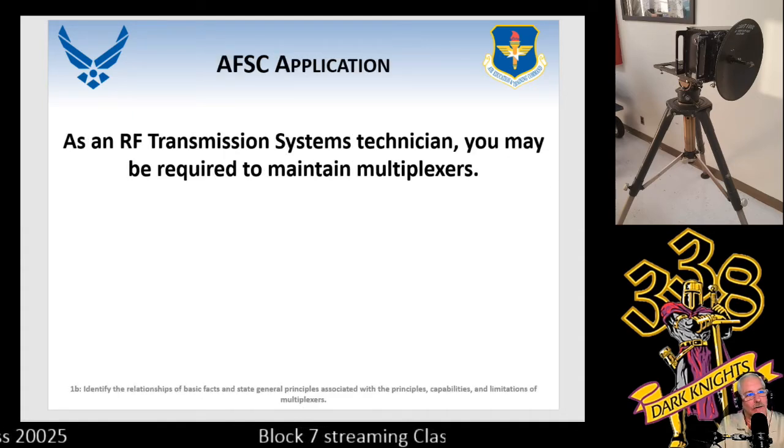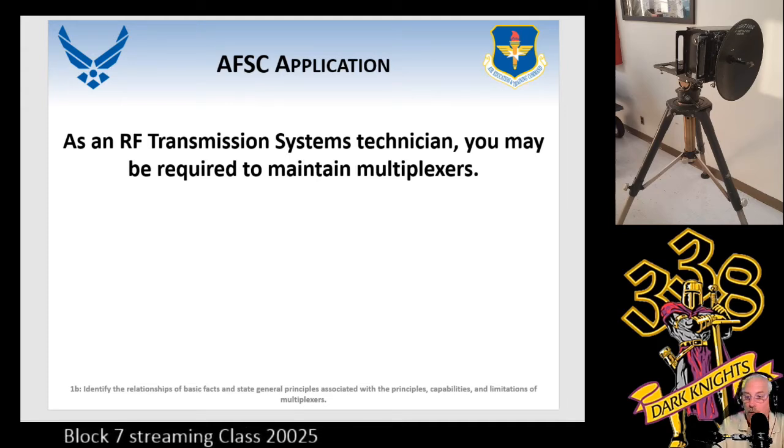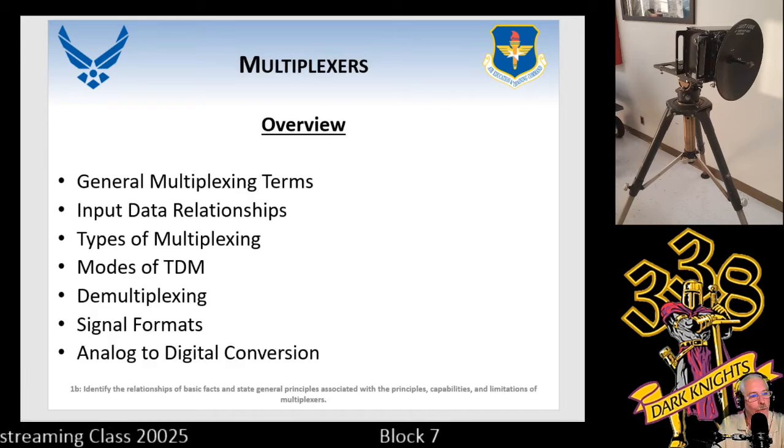All right, so we've got the AFSC application. You're going to maintain multiplexers. In fact, you're going to see the NSM. You're going to see a bunch more multiplexers out in the field, depending on where you go. You're also going to play with one in Block 9. Fun stuff. We're going to look at general multiplexing terms, input data relationships, types of multiplexing, modes of TDM, demultiplexing, signaling formats, analog to digital conversion.